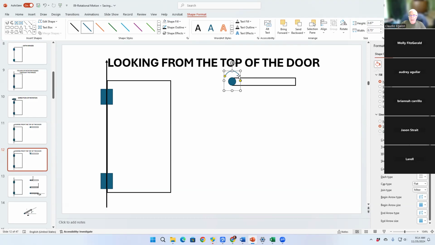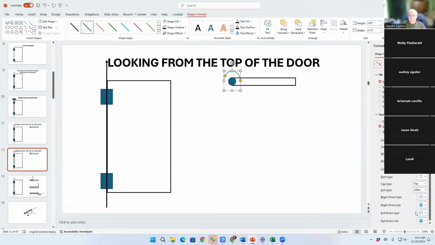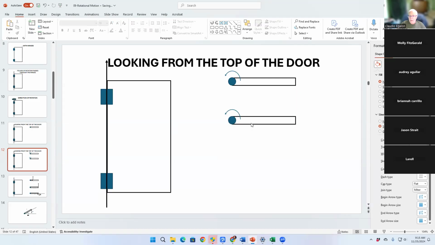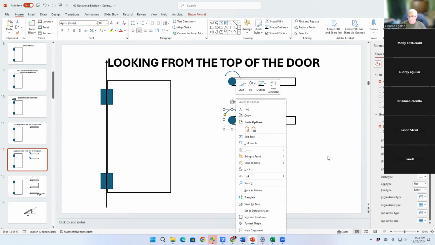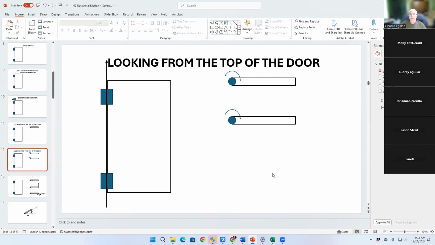The door can rotate in this direction. Right? Or the door can rotate in the other direction. Right? You got it?